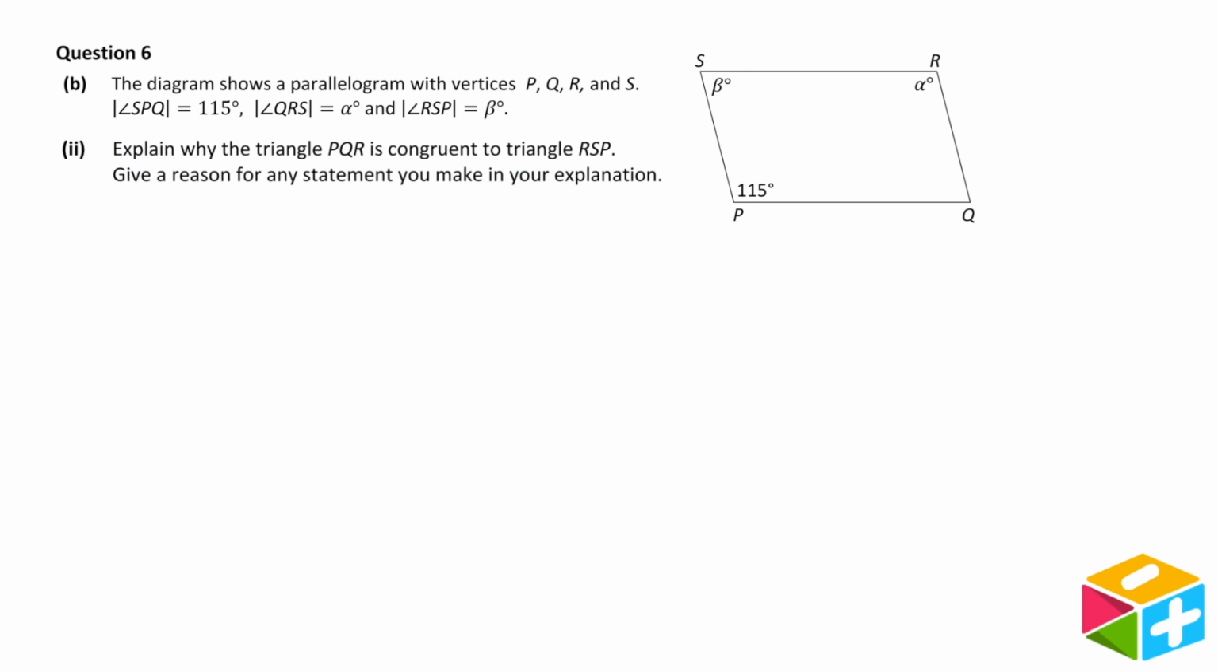We're asked to show that the triangle PQR is congruent to the triangle RSP. To help visualize this in our diagram, it will be a good idea to join P to R with a line. The 2 triangles we want to compare are PQR, which I've marked in blue, and RSP, which I've marked in red. To solve this question, there's 2 key facts we will use.